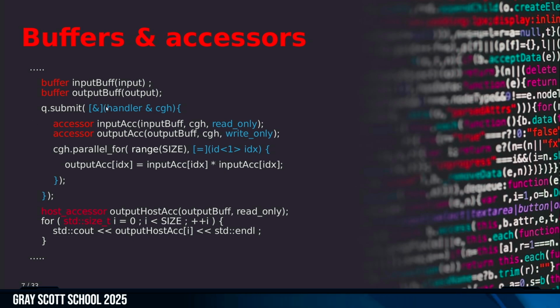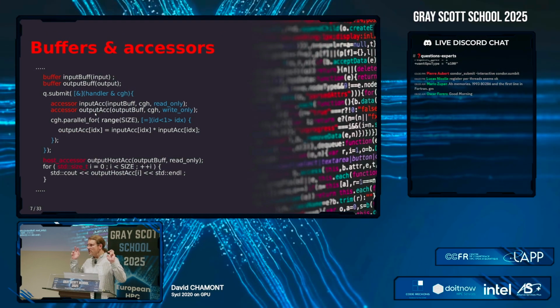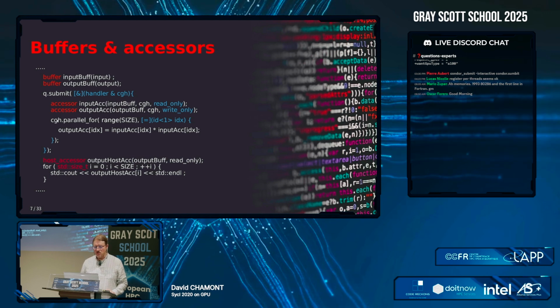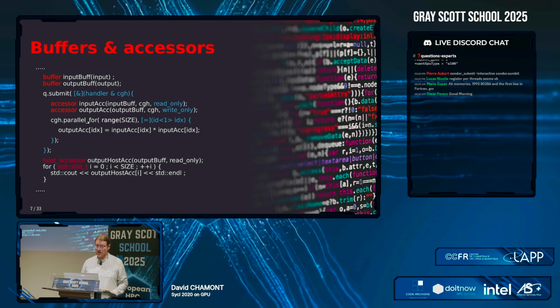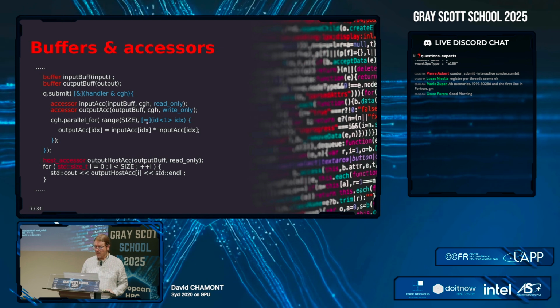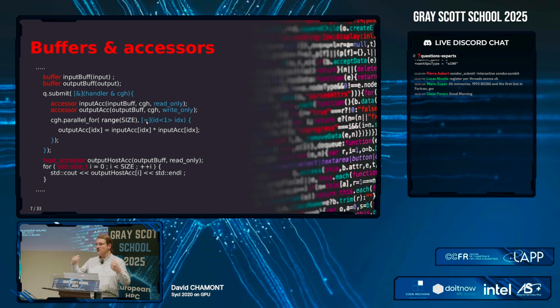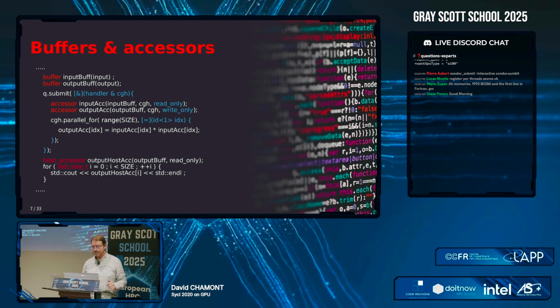This first submission is made with a lambda, as usual, but this lambda is capturing by reference because until this point, we are still running on the host. We are not yet on the device. What we usually call the kernel in the GPU world is this CGH parallel_for. That's where I'm submitting a new lambda, which is a kernel. This one eventually captures some data by value because it will be duplicated on the device.